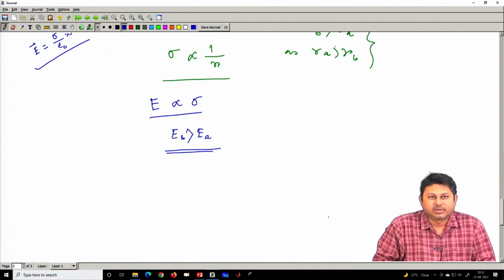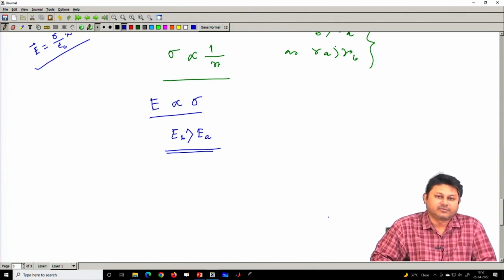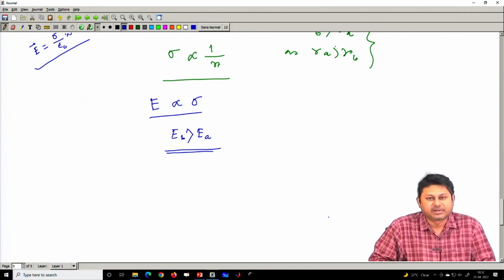In the next class, we will try to understand the boundary condition of the electric field when the electric field goes from one medium to another medium, and at the interface we have some kind of surface charge density. How to deal with that, what should be the boundary condition of the different components of the electric field, that we are going to discuss.